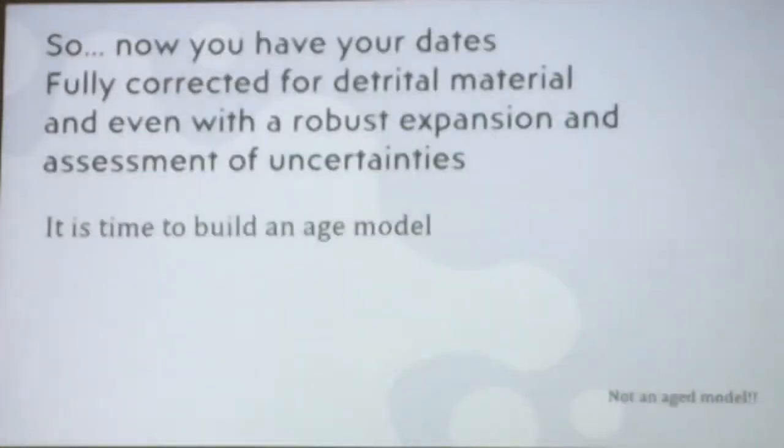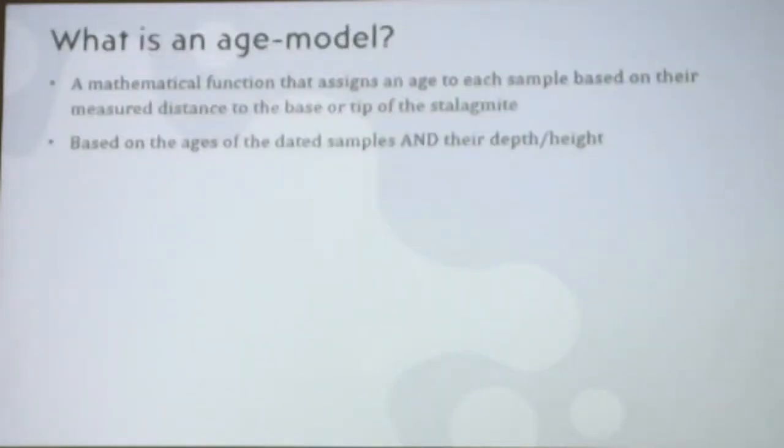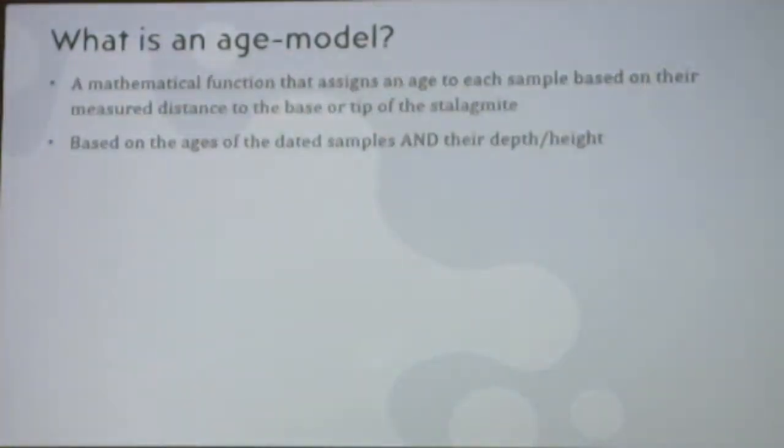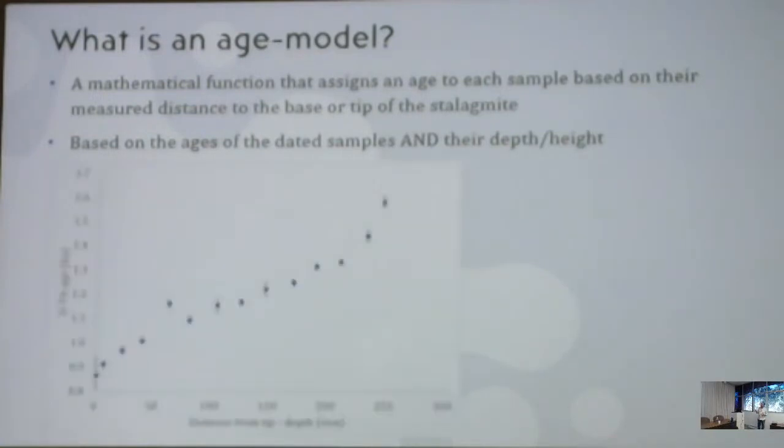How do you do that? An age model is a mathematical function that assigns an age to each sample based on the measured distance, either from the base or the tip of the stalagmite. And this is very important, because this is how you are dating the samples. This is the most important part, the culmination of your dating.